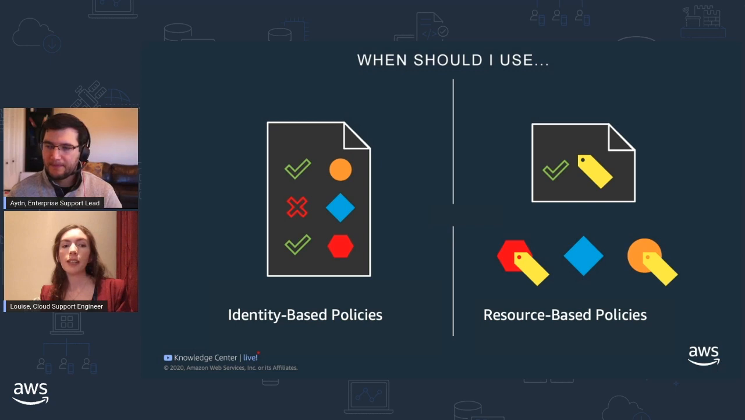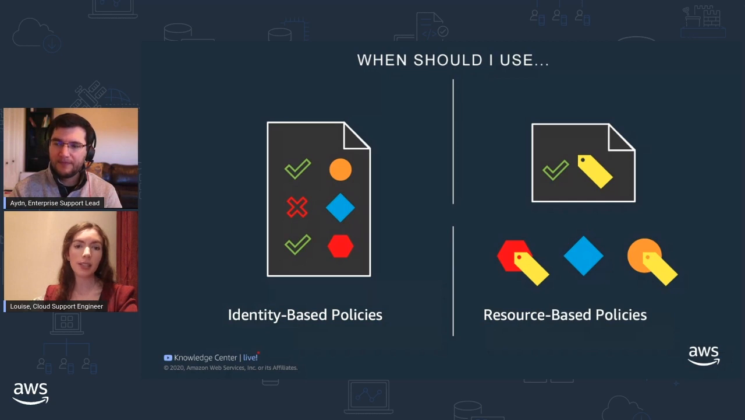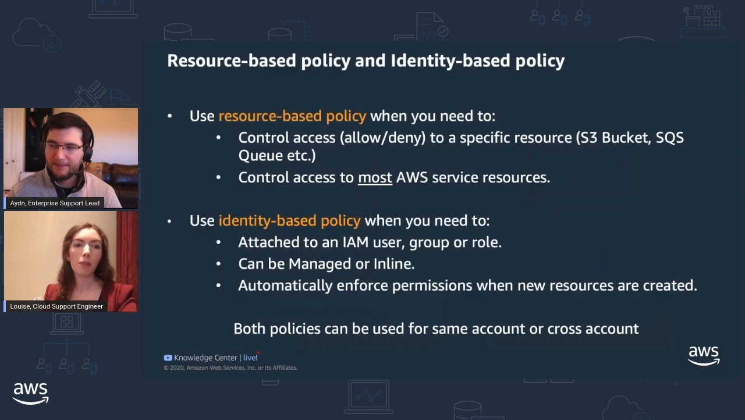And when should I use identity-based policies and resource-based policies? I mentioned this earlier when I gave the policy examples, but basically, I'll start with resource-based policies. They are applied directly to a resource, whether that's an S3 bucket policy, SQS queue policy, SNS topic policy, or KMS key policy. There are so many different types of resource-based policies, and you can control access to those resources. An identity-based policy is a policy that you attach to an IAM user, role, or group, and this can be managed or inline, as we just saw previously.